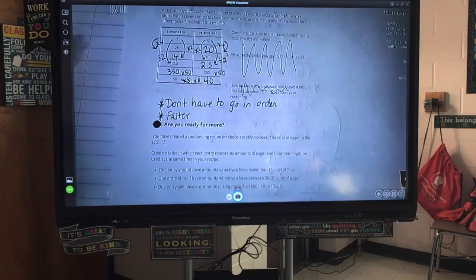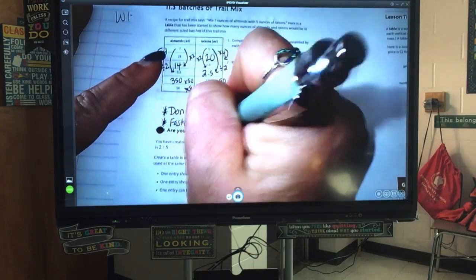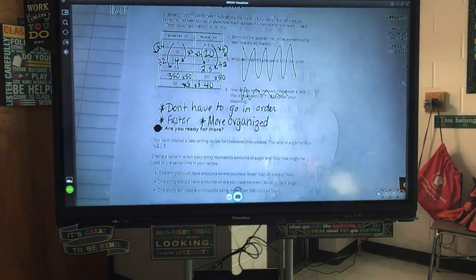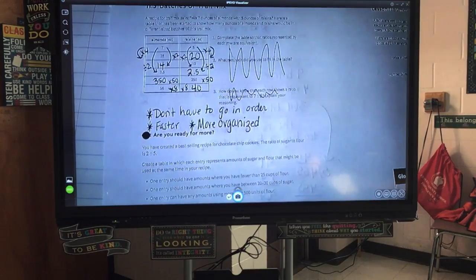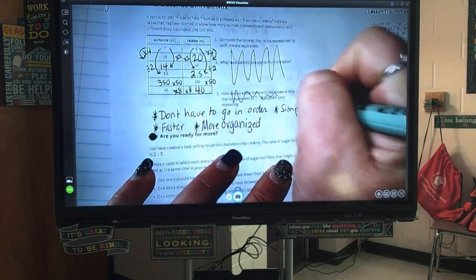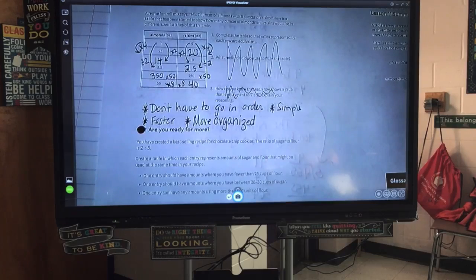Alright, what else? It's more organized. To squeeze a bunch of numbers. Okay. Alright, what else? What was another reason you guys felt like it was better? Emily, what'd you write? It's not that complex. Okay. What else? Nobody else has anything else to write?